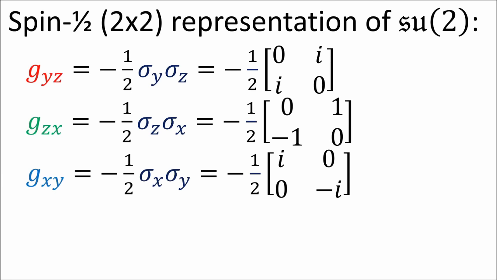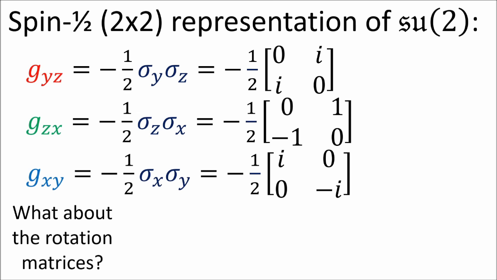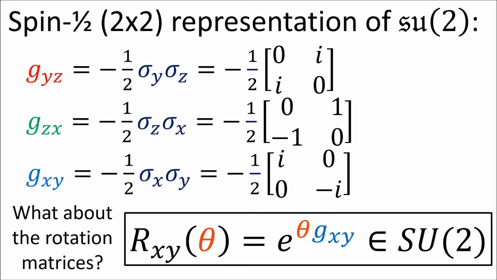So we have this set of 2x2 matrices that satisfy our SU2 Lie algebra commutation relations. But now we'd like to see the actual SU2 Lie group members that do the rotations. To see these Lie group matrices, we just exponentiate the generators. Let's compute the exponentiation of the XY generator times an angle theta, and see what we get.